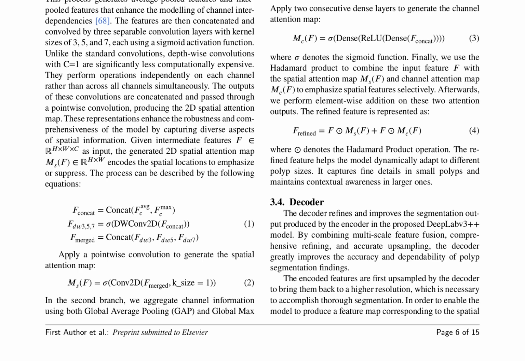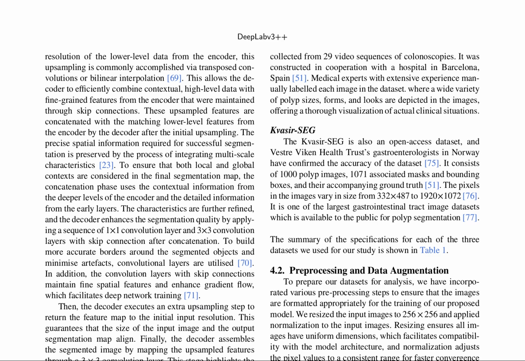in larger ones. The decoder in DeepLabV3++ refines and improves the segmentation output produced by the encoder. By combining multi-scale feature fusion, comprehensive refining, and accurate upsampling, the decoder significantly enhances the accuracy and dependability of polyp segmentation results. The encoded features are first upsampled by the decoder to bring them back to a higher resolution, necessary for thorough segmentation. The model produces a feature map corresponding to the spatial dimensions of the input image, enabling precise polyp segmentation. The decoder in DeepLabV3++ incorporates a sequence of upsampling, concatenation, and convolutional layers to efficiently combine contextual, high-level data with fine-grained features from the encoder. This process preserves precise spatial information required for successful segmentation by integrating multiscale characteristics.